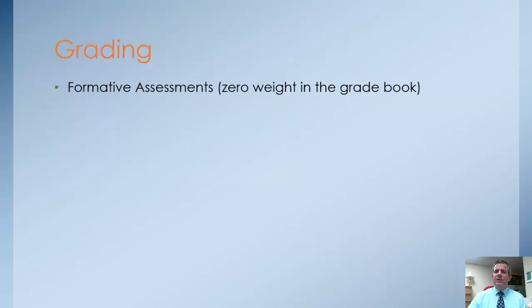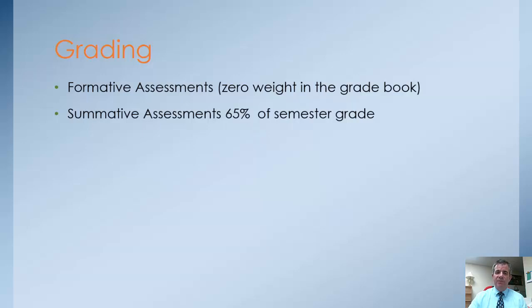So, grading. The student's grade is going to be made up of several things. The formative assessment has 0 weight in the grade book. These assessments are designed to inform the student, inform you, and inform me how well the student is doing on their march towards mastering the standards. Then there's the summative assessment. This is the bulk of their grade. 65% of the semester grade comes from summative assessments. Their final exam first semester will constitute 20% of the semester grade, and their EOC second semester will constitute 20% of their grade second semester.